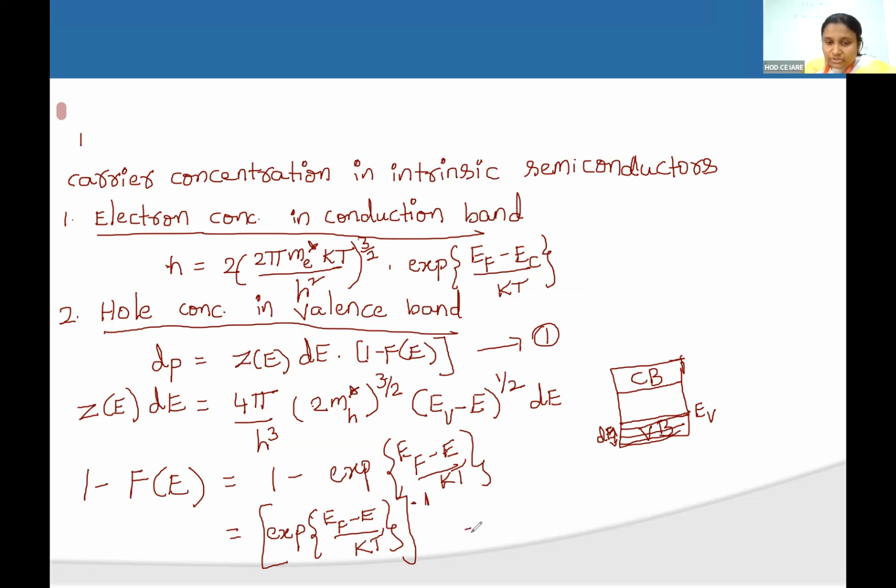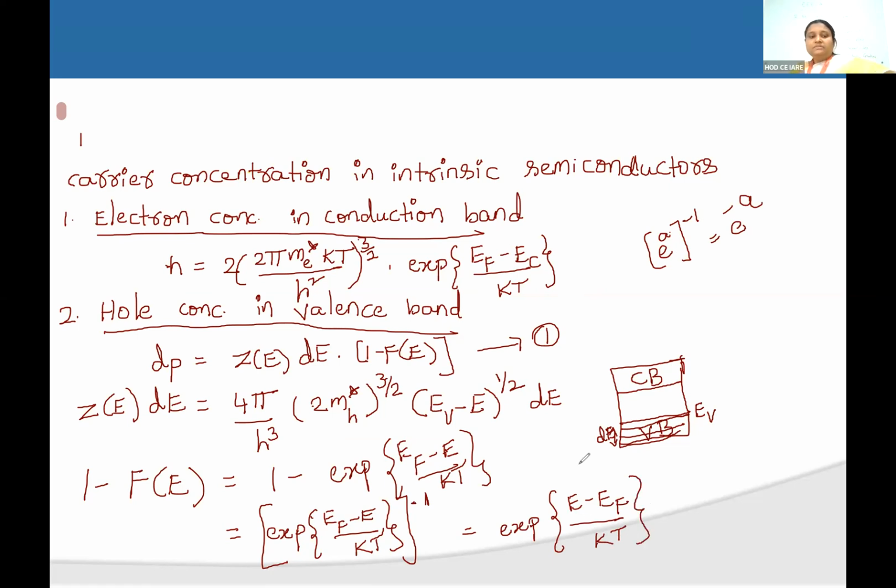We know that e to the power of a, whole to the power of minus 1, we can write as e to the power of minus a. So same thing I'm doing here. If we simplify it, what will we get here, students? We'll get exponential of E minus EF by KT. So this is what we are going to get for 1 minus f of E.